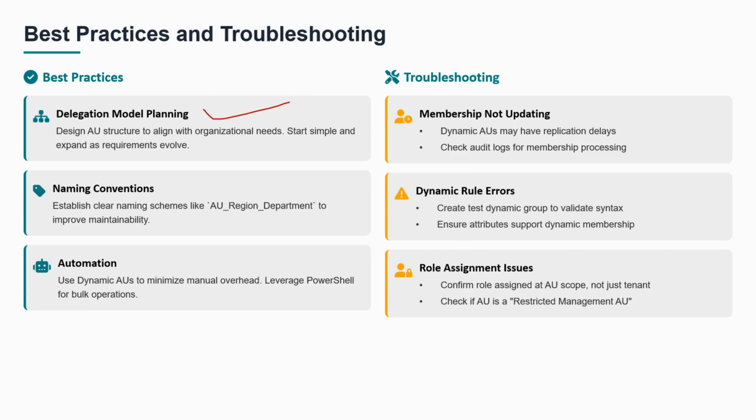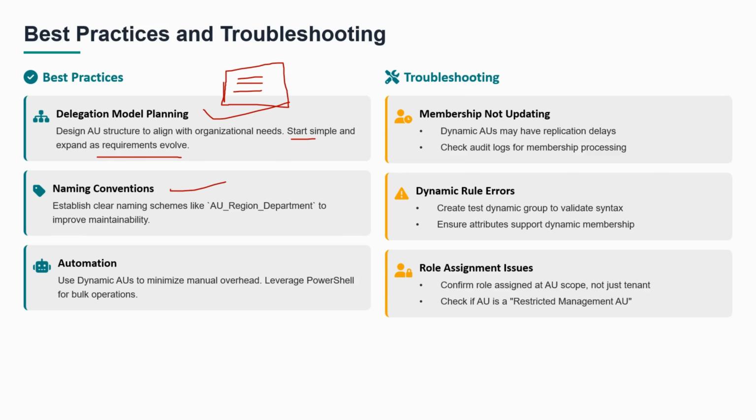Delegation method planning: design the AU structure to align with the organization's needs. Start simple and expand as required. Governance defaults means the first time you are creating an AU, just keep it simple. Use it with your department only. Like if you are from cloud or technical support, just create the AU for your department and work on that particular AU. So you will have some basic understanding of that AU, then you can increase it. That will be a simple and best approach for you.